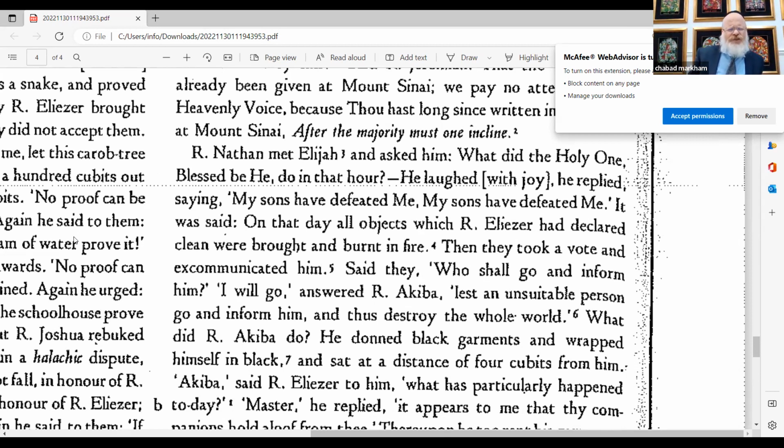He asked him, what did the Holy One, blessed be He, do in that hour? At that moment, when the sages said, we are not listening to the voice coming from heaven, and we're following majority rule, because that's what we were commanded at Sinai. What was God doing then? He just said that the halacha should go according to Rabbi Eliezer, and the sages rejected it. So I think God would be angry. No. Elijah says, He laughed with joy. He replied saying, my sons have defeated me. My sons have defeated me. Hear this.